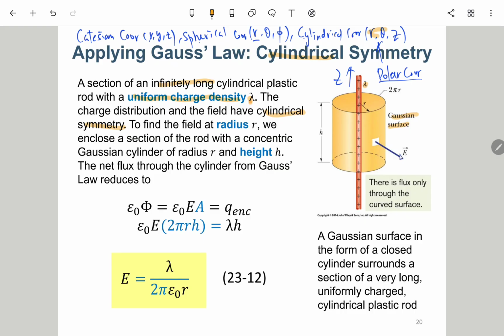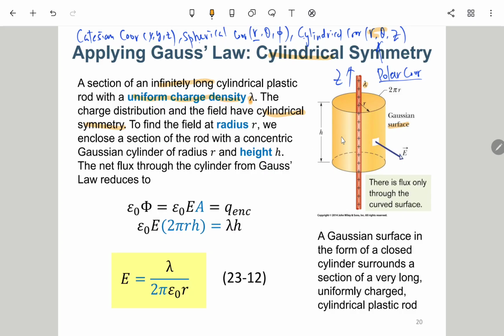Which means that it will not generate some component in the axial direction. So the E field must be perpendicular to the axis, according to this symmetry.